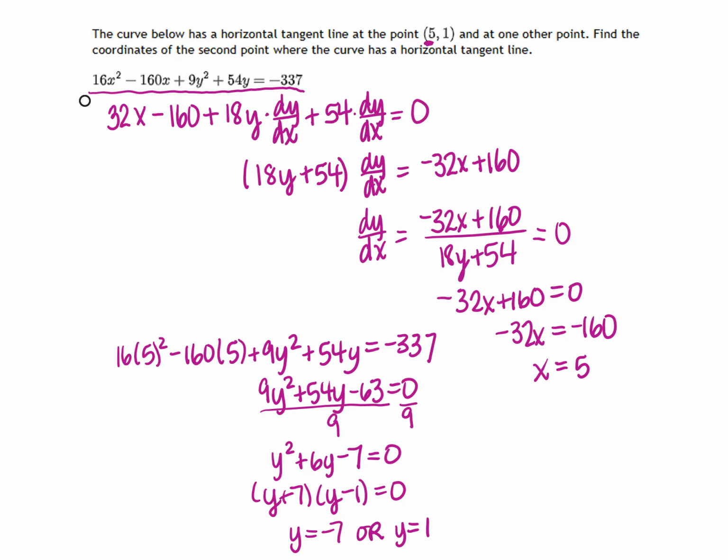Going back up to the original problem, we see that we were given (5, 1) as a point, and so here we have (5, 1), and so the second point where the curve has a horizontal tangent line is at (5, negative 7).